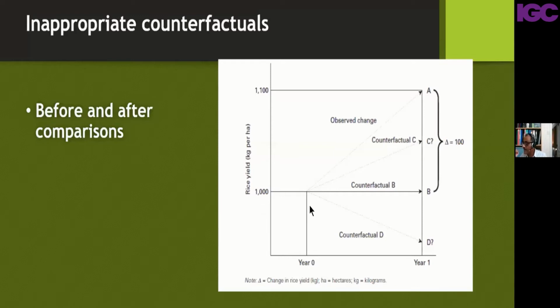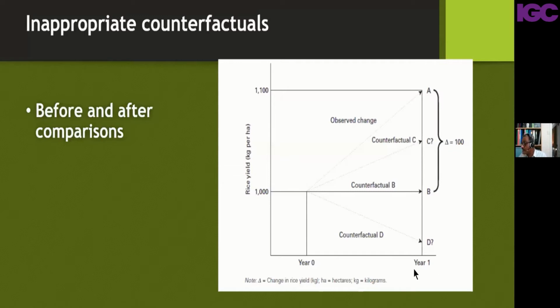On the other hand, let us assume that in the absence of the program, the beneficiary's yield may have fallen to, say, a point like D. In that case, the impact of the program is much larger. It is A minus D.